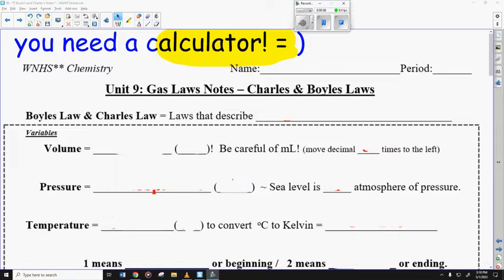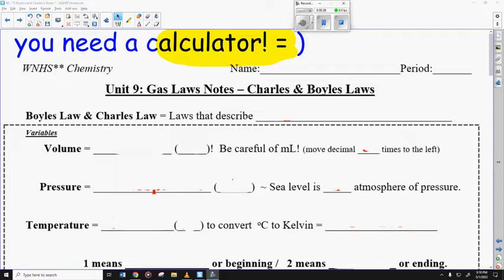Friendly reminder, you will absolutely need a calculator here. I mentioned this a couple days ago in class, but we are going to start some calculations involving gases. It's not going to be like stoichiometry part two in terms of how difficult the math is. It'll be more like density problems from way back in Unit 2, like in September. It feels like a lifetime ago.